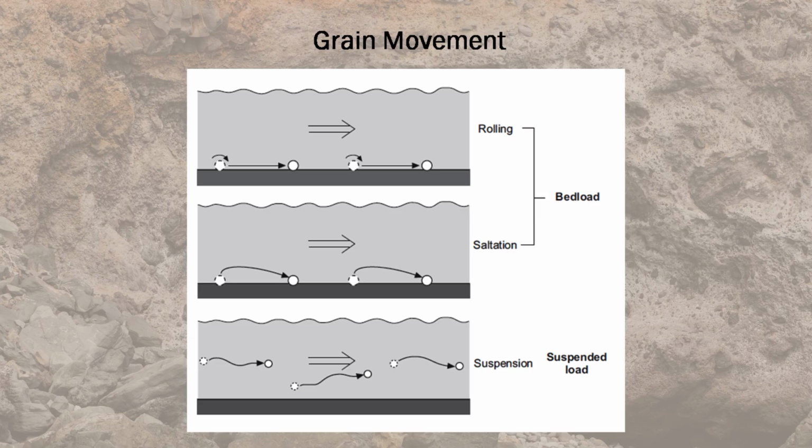And in suspension, the grains are moving irregularly in all directions, without any special direction. So those which are formed by grain movement, rolling and saltation, are called bedded, and those in suspension are called suspended loads.